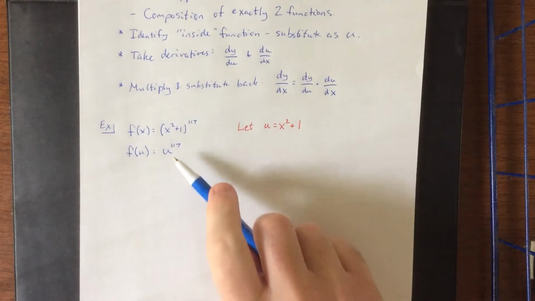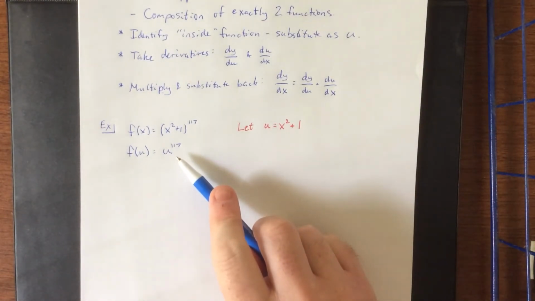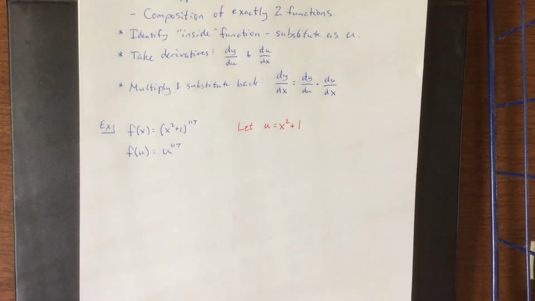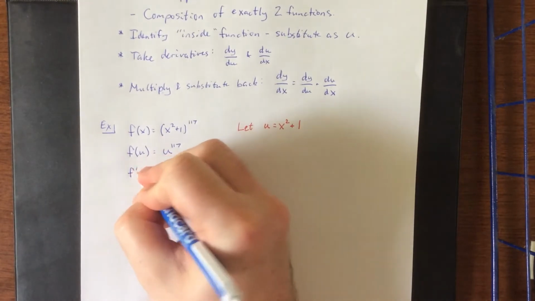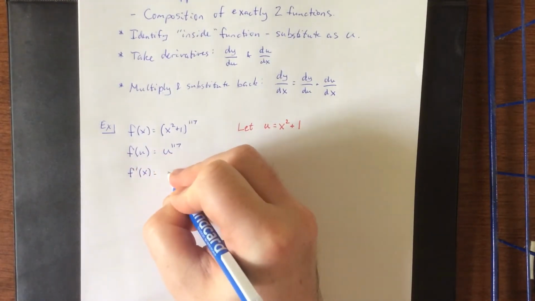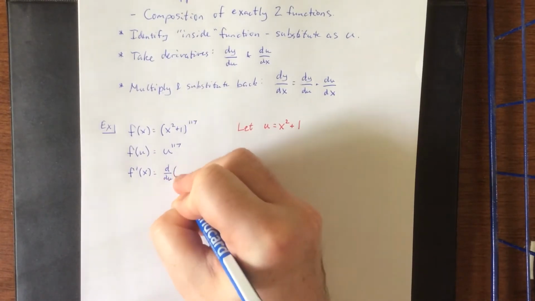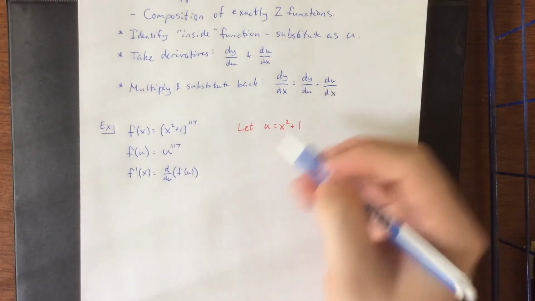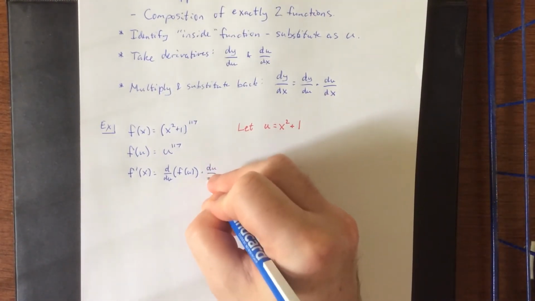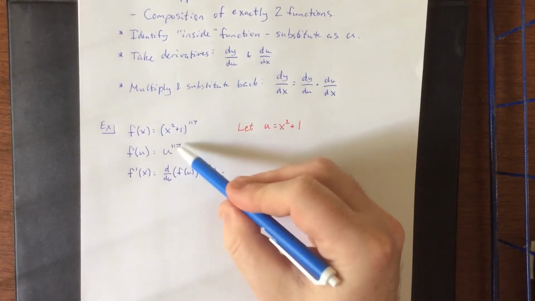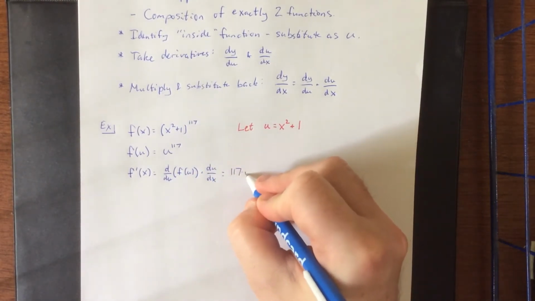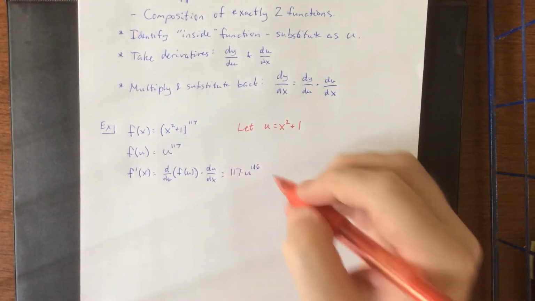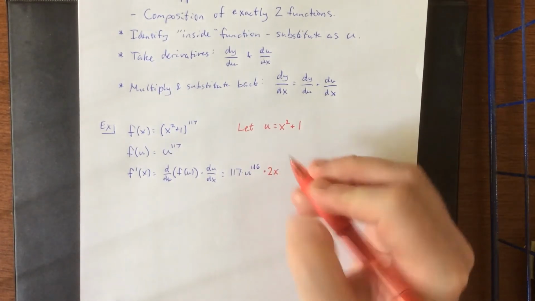The idea is, once we've made this substitution, we're going to differentiate this with respect to u, and differentiate this with respect to x, and then multiply the two together. So f prime of x is going to be equal to the derivative with respect to u of f of u, that's just using Leibniz notation instead of our Newton notation, then we'll be multiplying by du over dx. So u to the 117th power will be 117 times u raised to the 116th power. And then the derivative of u with respect to x will be times 2x.